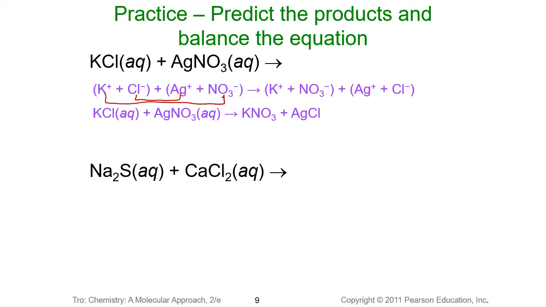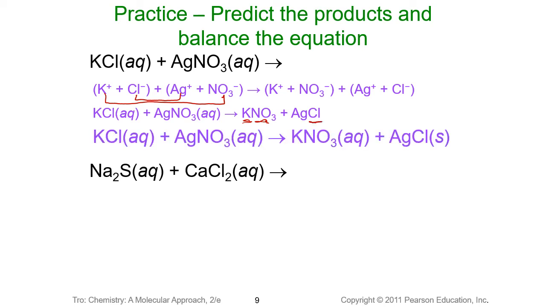Now we have to look at our solubilities. So potassium and nitrate, no matter what they're attached to, are always soluble. So that will be a soluble product. Silver chloride, chlorides are usually soluble, but silver is an exception. And so we would get a silver chloride solid.